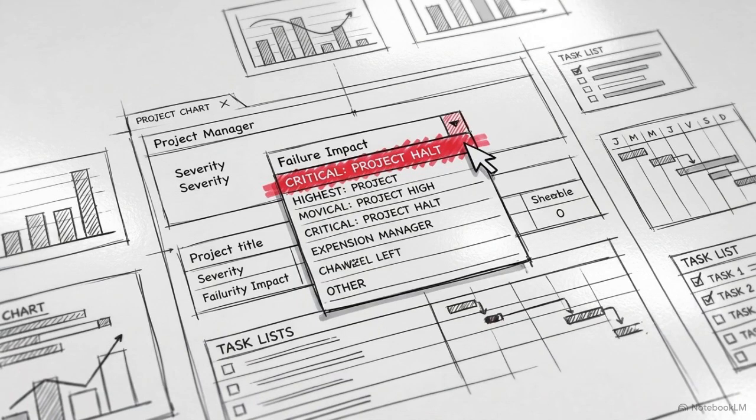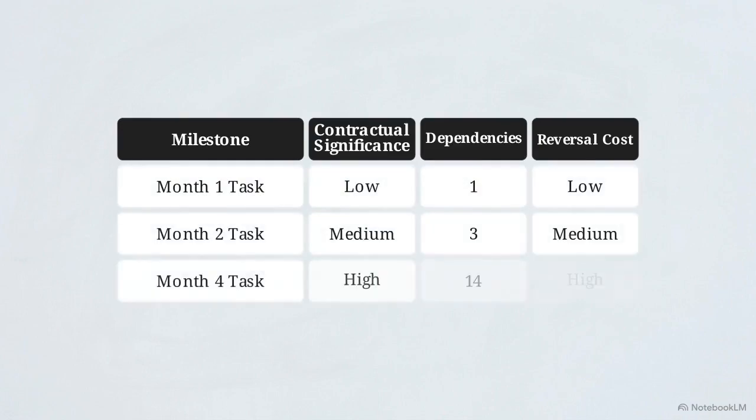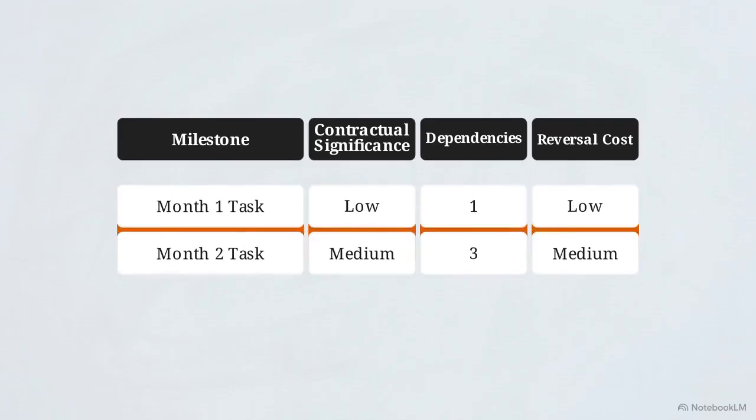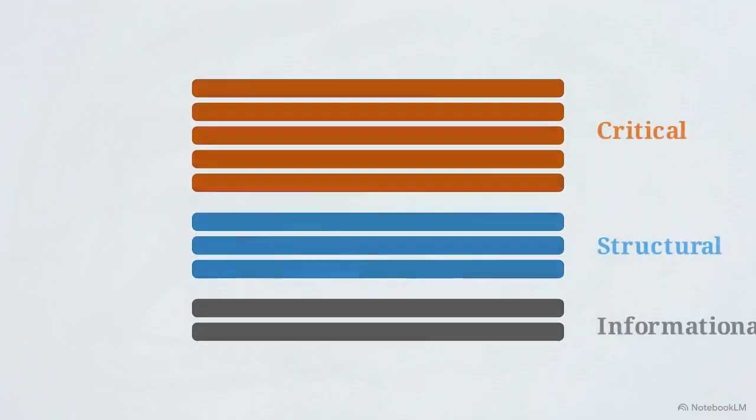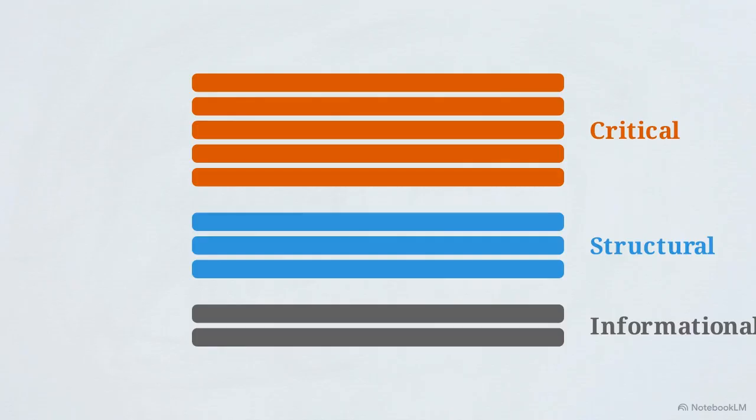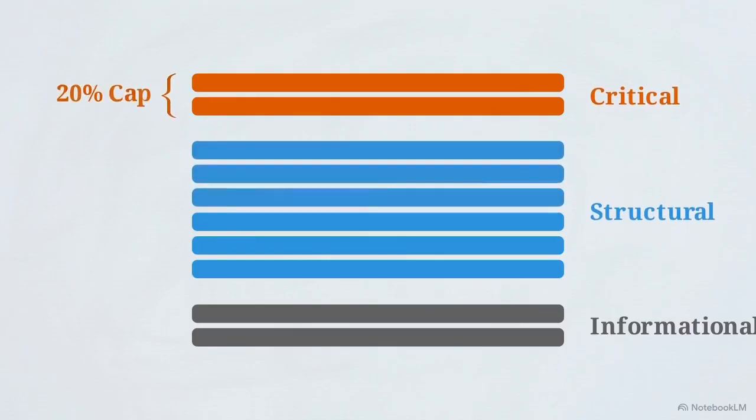Step 1 is prioritize. Stop looking at your milestones chronologically. Instead, we are going to evaluate them purely on the impact of their failure. Score every milestone against 3 metrics: contractual significance, total downstream dependencies, and reversal cost. When scored this way, a highly dependent month 4 milestone vastly outranks a simple, isolated month 1 task.